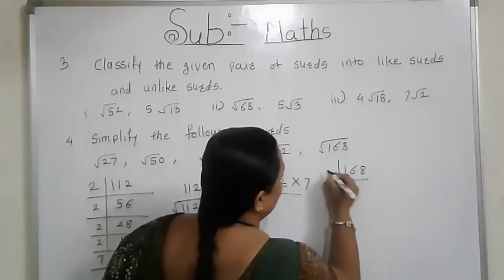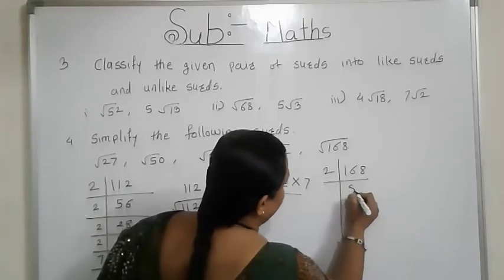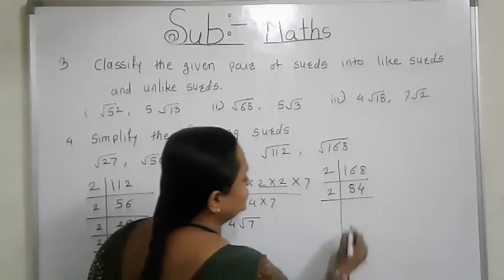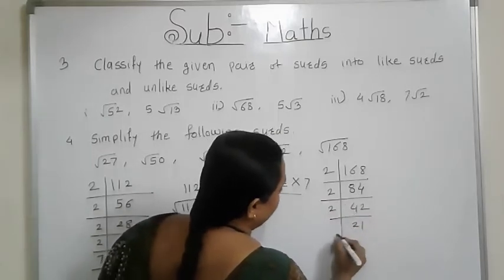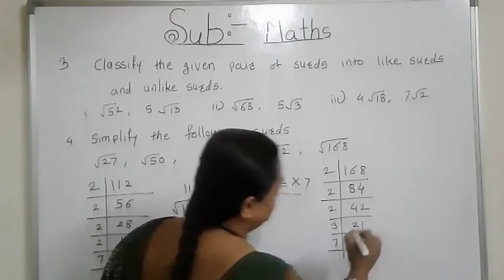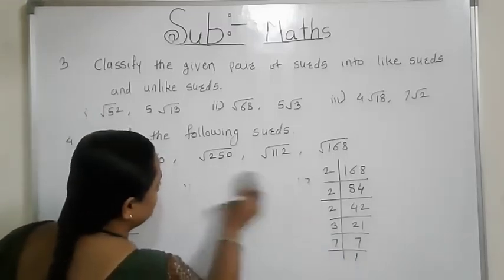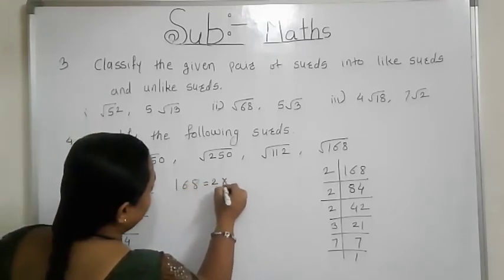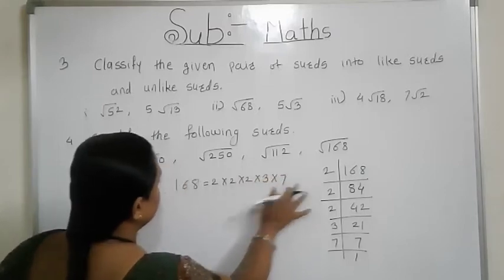Now see, 168 is divisible by 2. 2 8s are 16, 2 4s are 8, meaning 84. Again divisible by 2, 42. Again divisible by 2, 21. This is divisible by 7, 7, 7, 1. Means 168 can be written as 2 into 2 into 2 into 3 into 7.